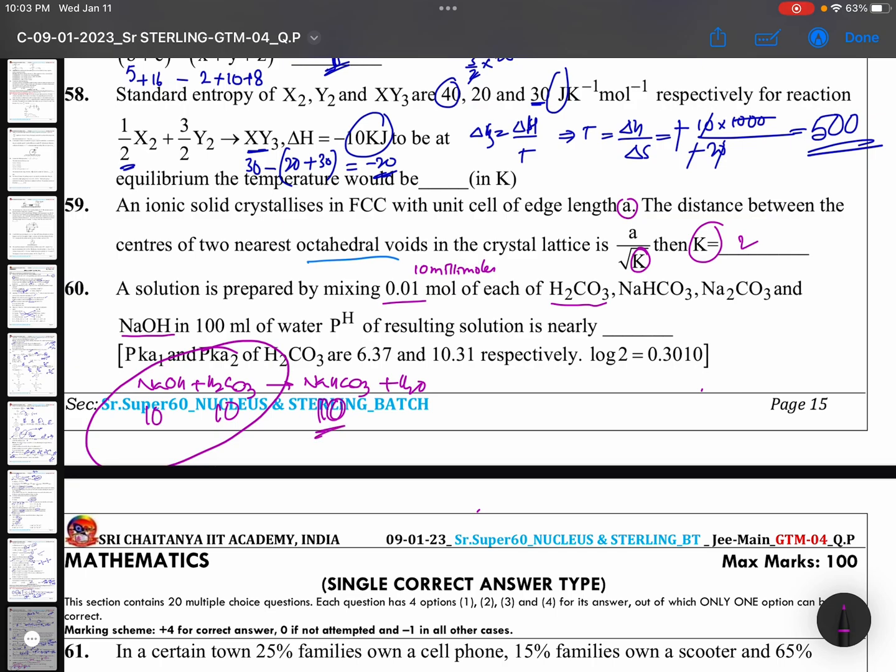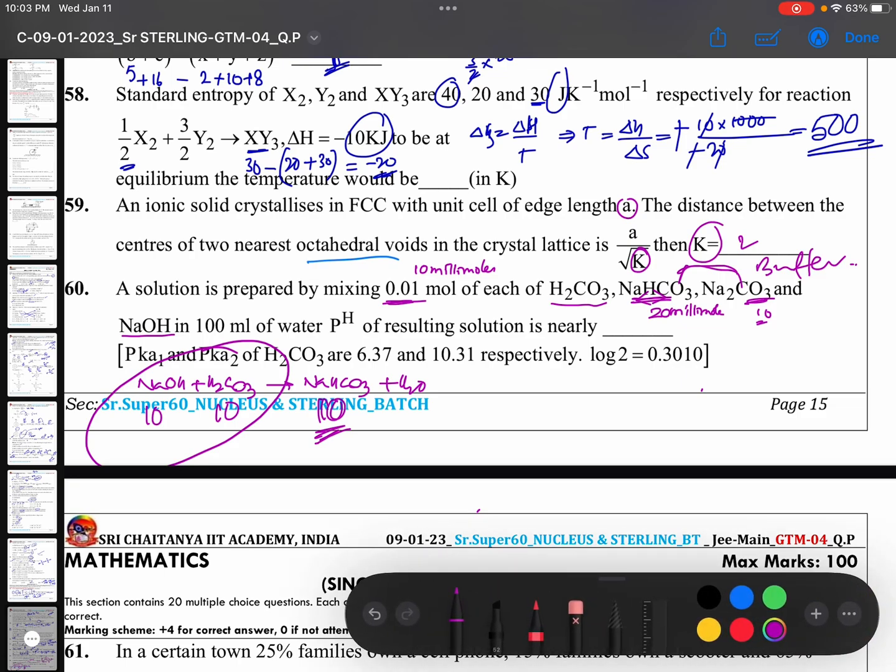Formed is 10. Already 10 millimoles of Na is there. All are given 0.01 moles each. Already 10 millimoles is there, extra 10 millimoles are in, so this will become 20 millimoles. And this is 10 millimoles. These two will form a buffer. NaHCO3 and Na2CO3 is a buffer.